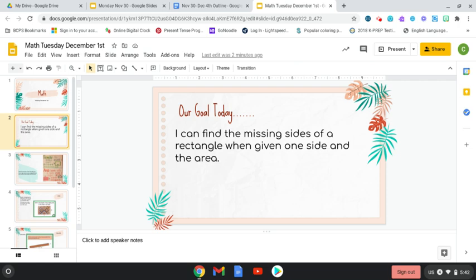Your goal for today is: I can find the missing sides of a rectangle when given one side and the area.